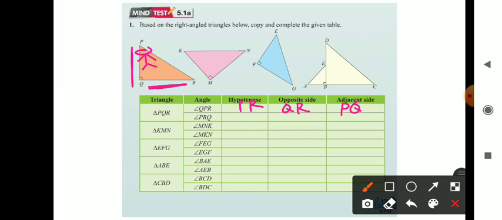So very easy. You try to answer these. Then you check your answer. Your answers are at the back of the book. Okay. Thank you.